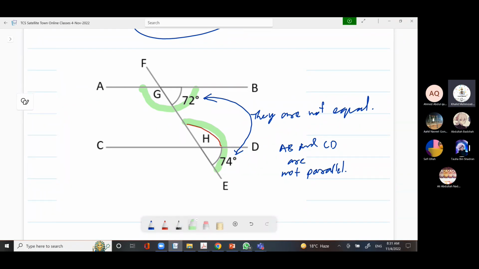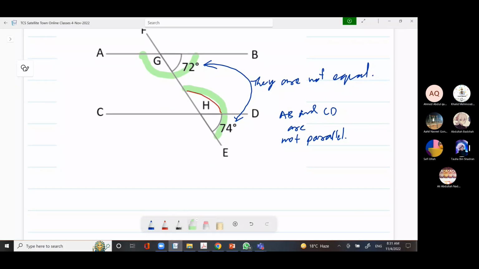So now tell me the value of G and H. What is the value of G then? Supplementary, G and 72. So 180 minus 72 is how much? 108. Sure? 108. Yes, sir. That's great. So we found it. 108. And what about H?